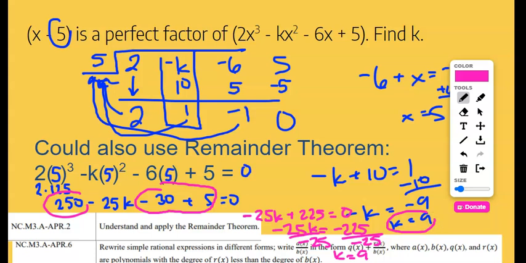So again, it works with the synthetic setup or the remainder theorem setup. Math always verifies itself. Hope this video helped out. Definitely a topic that'll take a little bit of time to get used to.